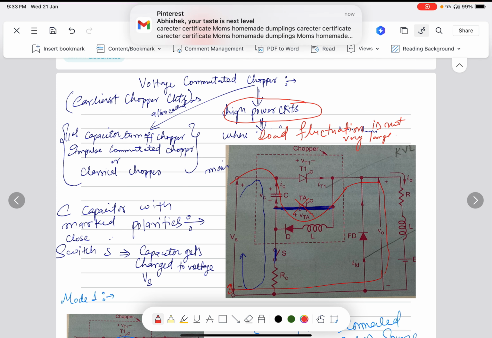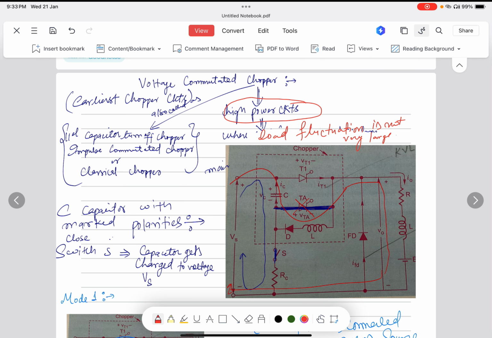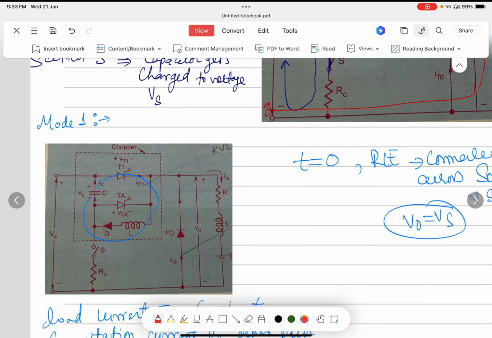We can call it a parallel capacitor turn off chopper, or an impulse commutated chopper, or a classical chopper. These are the various names of this circuitry, where C here is the capacitor. How do we charge the capacitor? First of all, we must know the conditions to charge the capacitor.